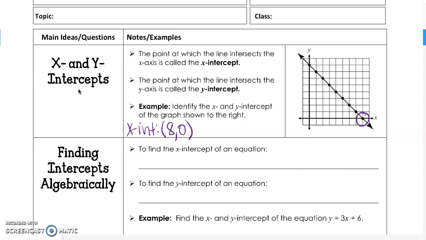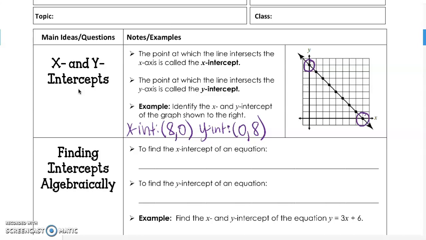The y-intercept then, like we've used before, is where it crosses the y-axis. So right up here. So the y-intercept is 0, 8. So when we do our x and y intercept, we write them as ordered pairs.